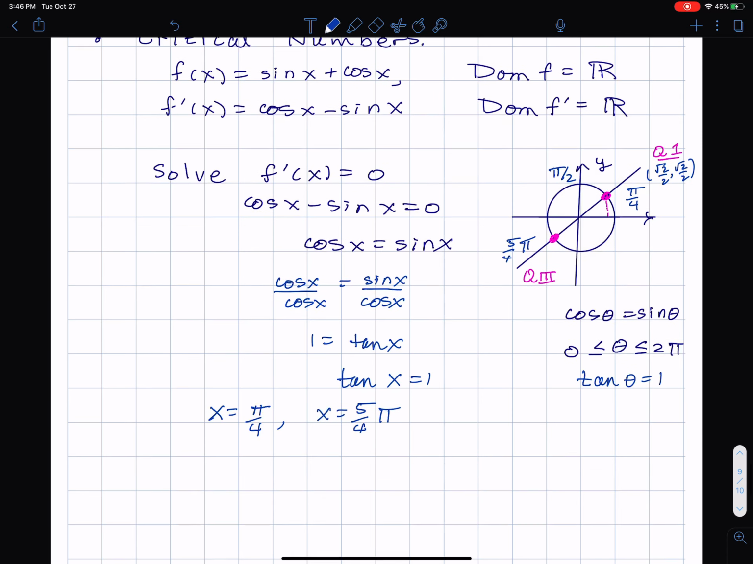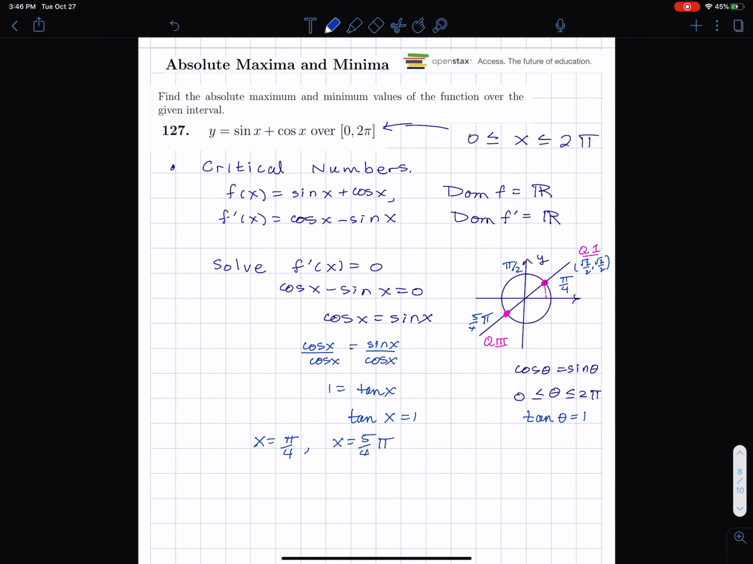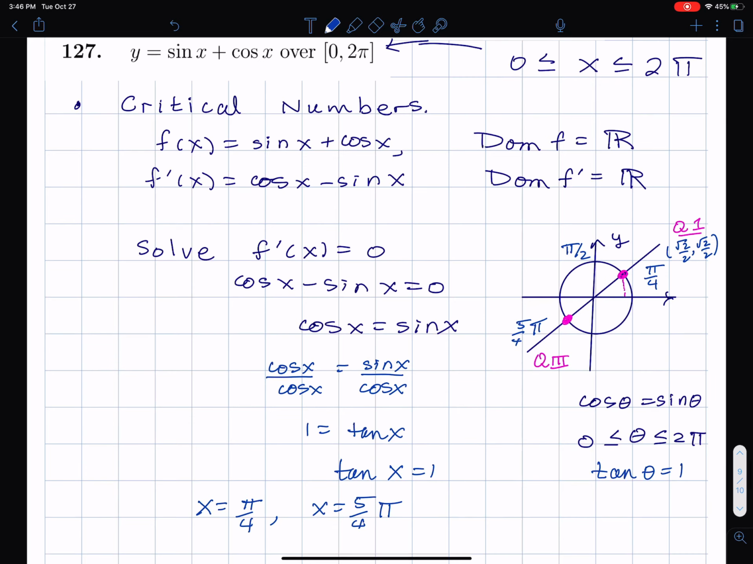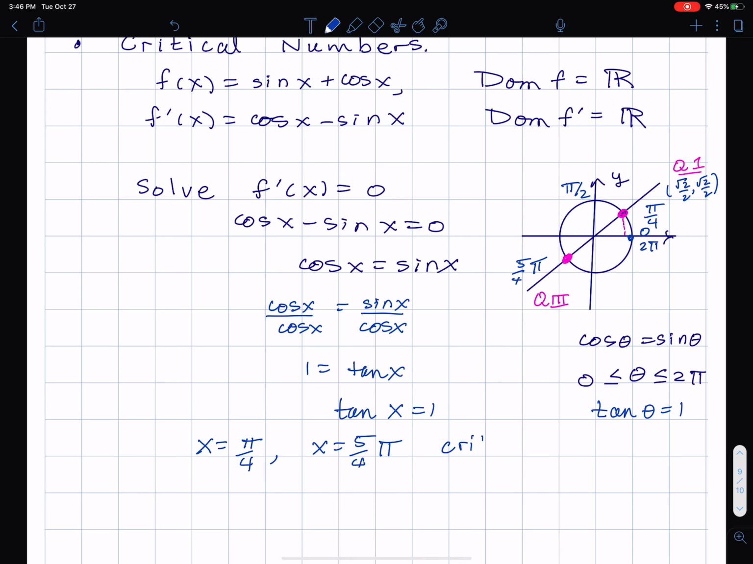Now, it's a good point to make that it's not just pi over 4 that gives tangent theta equal to 1. If I take pi over 4 and add 2 pi, which means going around the circle once, I also get that the tangent of that angle is equal to 1. The tangent of 2 pi plus pi over 4 is also 1. However, that's not in the interval. We're only looking for between 0 and 2 pi. So 0 is down here in the unit circle. Go around once and you get 2 pi. Okay, so these are our critical numbers, which again, it's possible to write as crit nums.